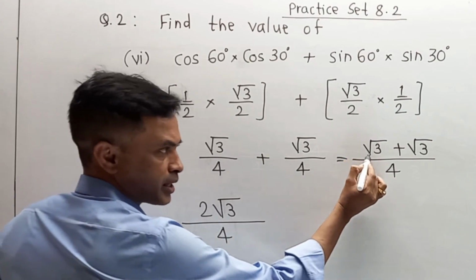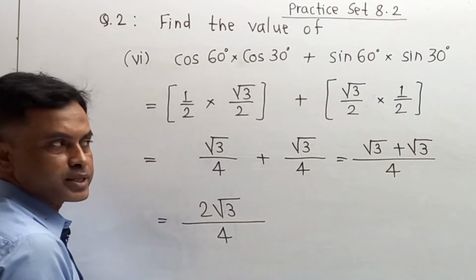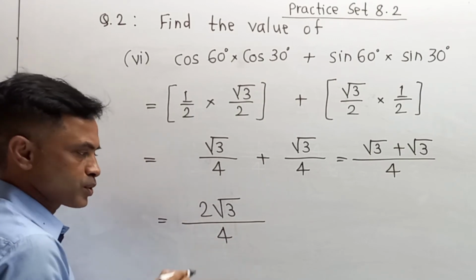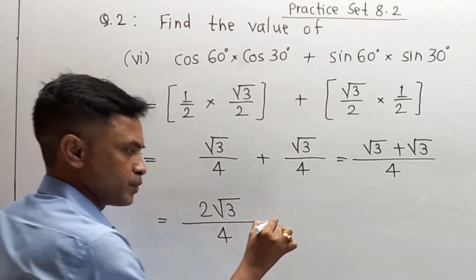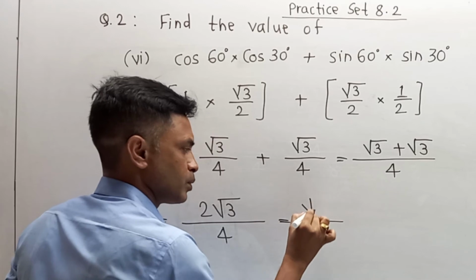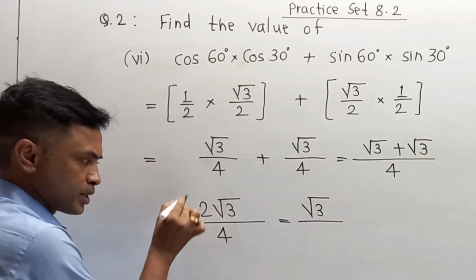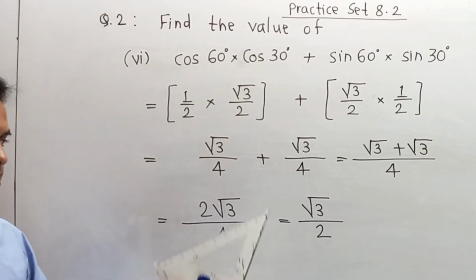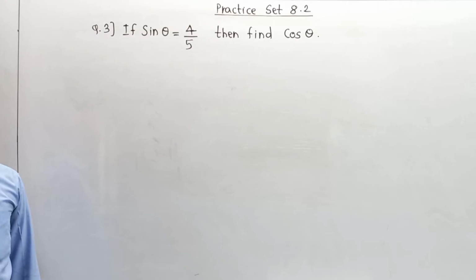When you are doing a part like x plus x, we write it as 2x. In a similar manner, root 3 plus root 3 becomes 2 root 3 upon 4, as usual. 2 ones are 2, 2 twos are 4. So it becomes root 3 upon 2. Means our final answer is root 3 upon 2.